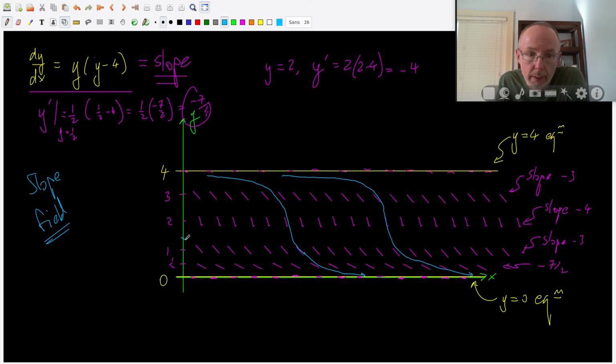If I start down here, then they're just going to look, yep, not quite that steep, right? They're going to look like that. And so as we draw these things, we're going to get a whole bunch of different solution curves. And you can see that they're all very much like the solutions we did before.